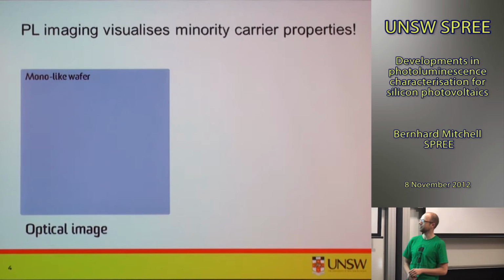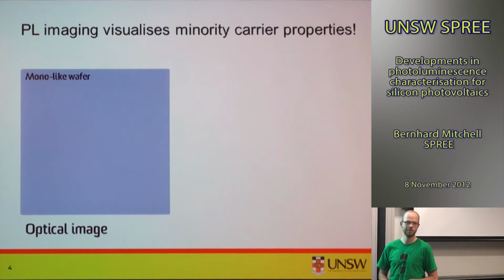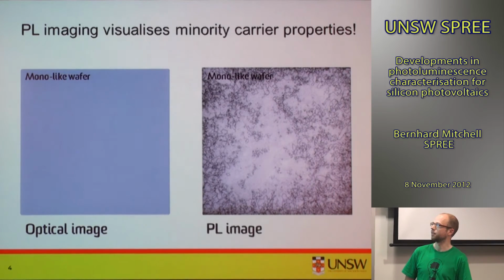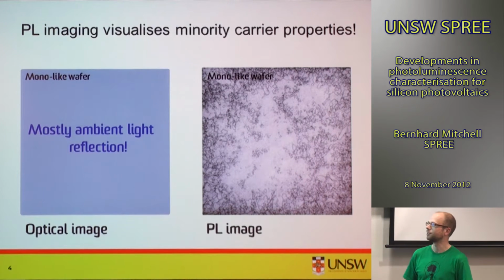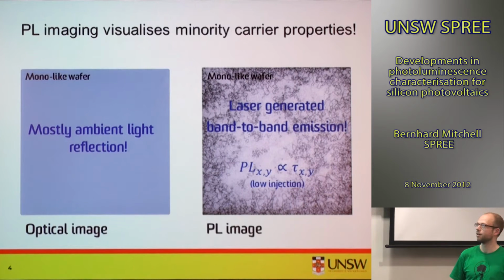We can see that if we look at an optical image of a mono-like wafer, where we don't see any internal structure, and compare that with a PL image of a mono-like wafer. So here on the left we see just the reflection of the ambient light, basically. And here we see the laser-generated band-to-band emission. What we see is that the PL signal here is actually proportional to the minority carrier lifetime in each pixel, if we assume low injection.